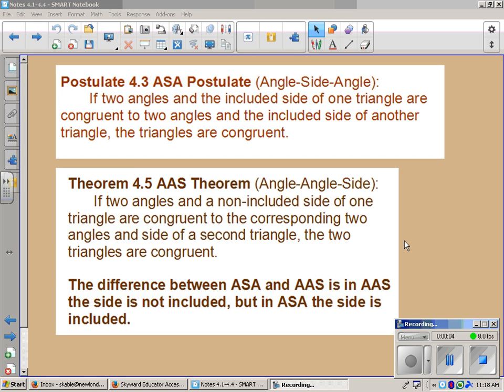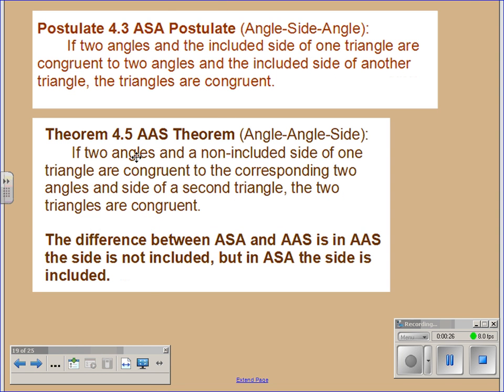We're talking about section 4.3, which is focusing on two different ways to prove triangles congruent, which would be ASA, angle side angle, and angle angle side. They are very much related to each other, but the key difference is where the side is located. If the side is located in the middle, in between the two angles, then it's angle side angle.